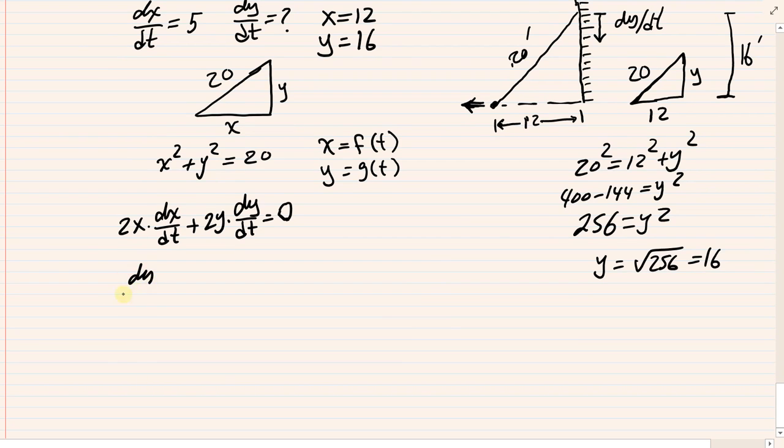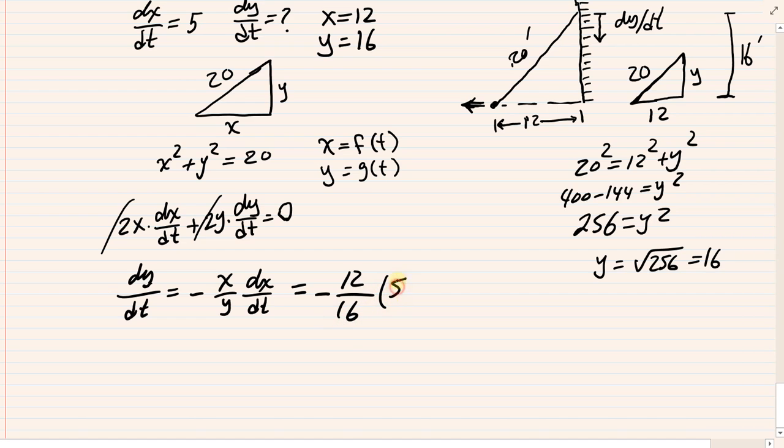Now, we want to know what dy/dt is, right? So we can solve for dy/dt, and dy/dt is going to be negative of x over y dx/dt. Just isolate. You can divide the 2's out and then isolate dy/dt. That's what we're going to get. And we're going to plug in the numbers that we need. So it's going to be negative of x. x was 12. And the y is 16. dx/dt is 5. And this is going to be 60 divided by 16, right?